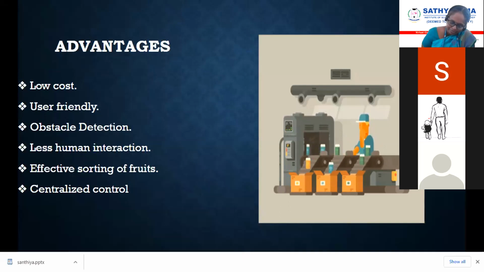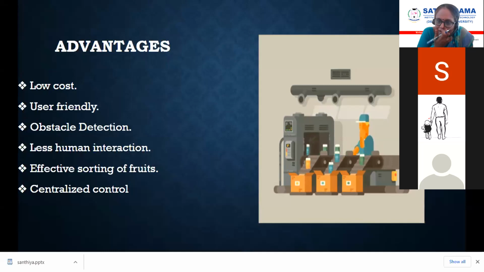Automatic fruit sorting based on ARM plus an RGB color sensor, a centralized control mechanism, and wireless communication based on ARM and an RF transmitter and receiver for weight measurement. Then an LCD display is implemented and a buzzer also. The whole architecture, hardware and software design of the obstacle avoidance system. The advantages are low cost, user friendly obstacle detection, less human interaction, effective sorting of fruits, and centralized control.